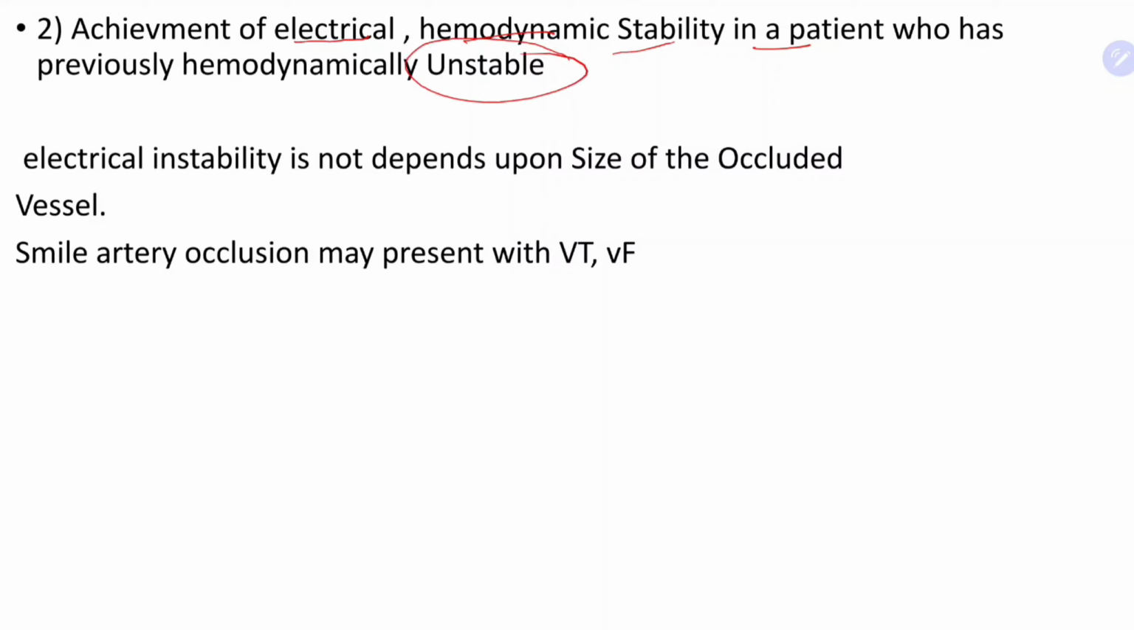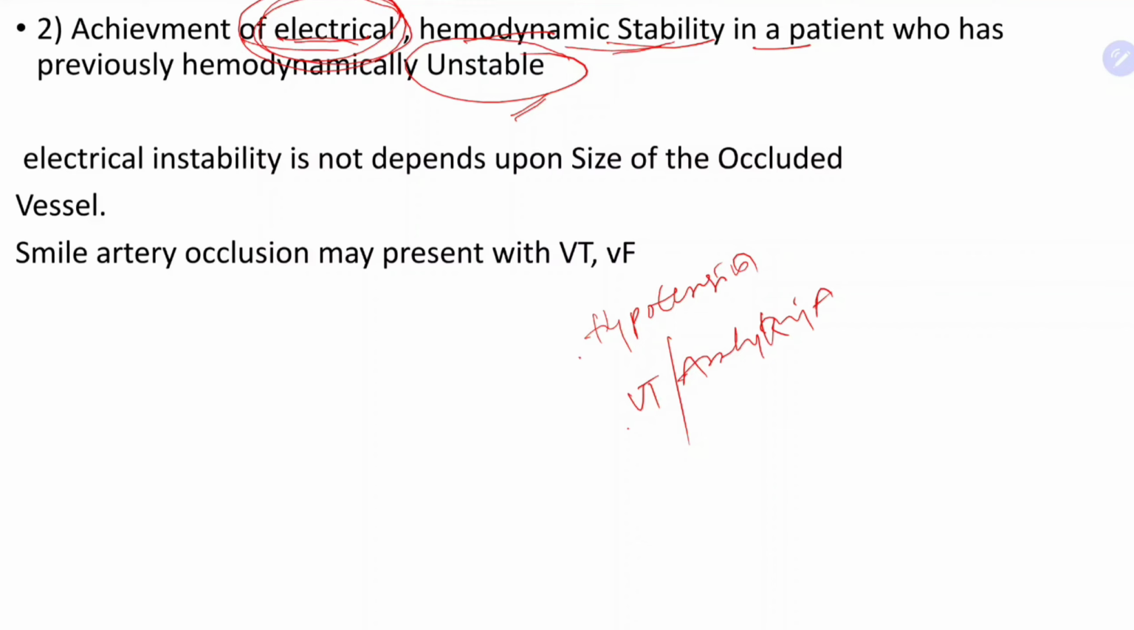The second thing is achievement of electrical and hemodynamic stability in a patient who was previously hemodynamically unstable. That means before thrombolysis the patient is hemodynamically unstable, he may be having hypotension, as well as electrical instability, VT or any kind of arrhythmias. After thrombolyzing, if he is hemodynamically stable and electrical stability is achieved, that is also a good sign of reperfusion.